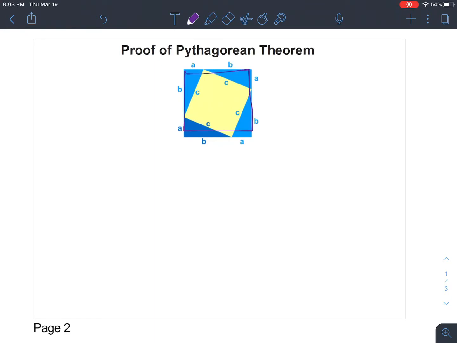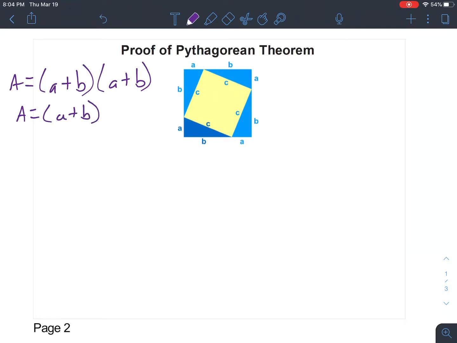So I have this picture here, and what we're going to do is find the area of the big square in two different ways. The first way, we see that all the sides are going to be a and b, so together that's going to be a plus b. And the area for a square is of course going to be its side squared. So a plus b times a plus b, which we can turn into a plus b squared if we wanted. It's not really necessary though.